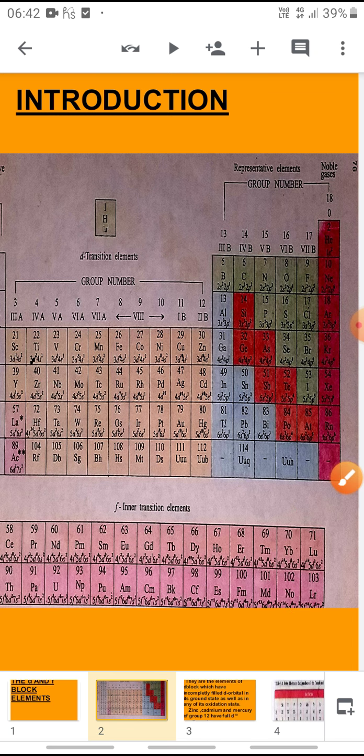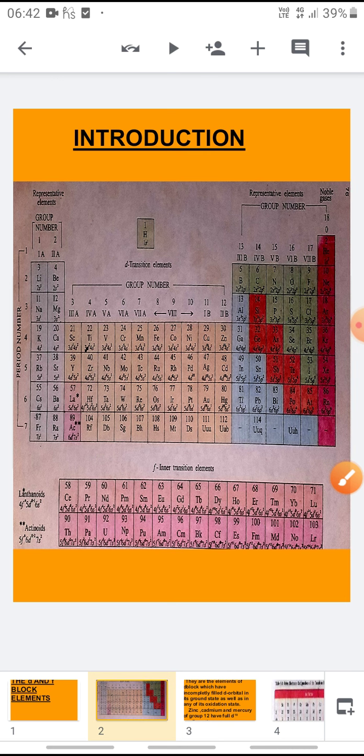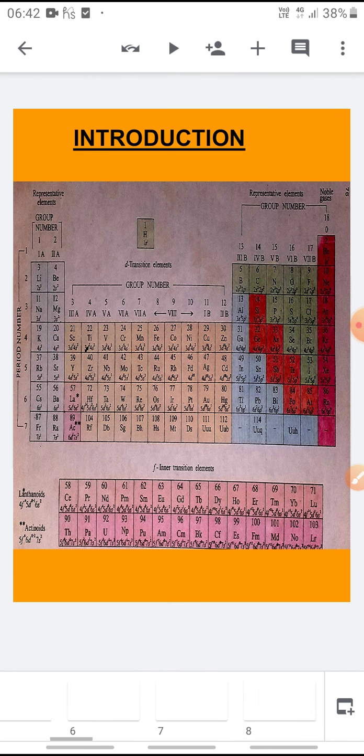Now why are these elements, from cerium to lutetium and thorium to lawrencium, kept separately outside the periodic table? It is because though their atomic numbers come after the D block elements, in these elements the last electron enters the f orbital. They should come inside the D block but are kept separately and are called the inner transition elements.